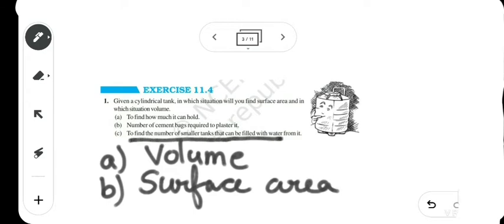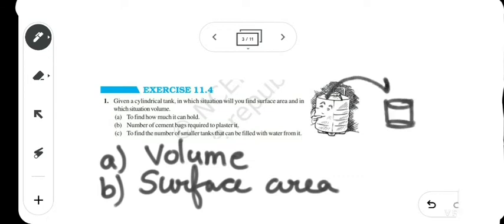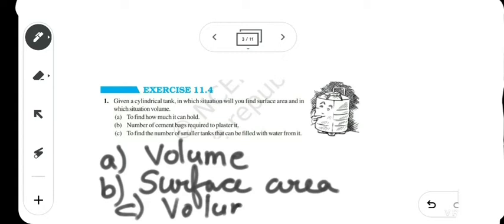Third, to find the number of smaller tanks that can be filled with water from it. Now this is a bigger tank, it is filled with a lot of water. Now smaller tanks we want to fill with water by pouring water from the bigger tank. How many smaller tanks can be filled? That will also be based on the volume or capacity of the bigger tank and the smaller tanks. So in the third case also we will be finding volume.